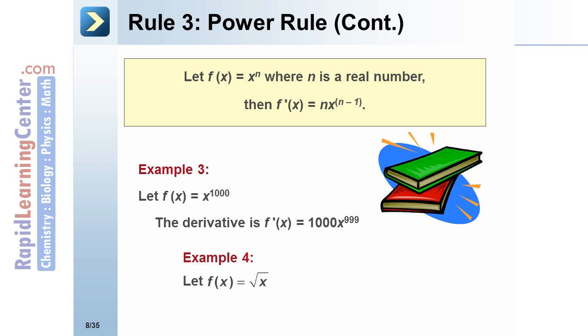Example 4. Let f of x equal the square root of x. We can write the square root of x as x to the 1/2 power. Applying the power rule gives us the derivative f prime of x equal to 1/2 times x to the -1/2 power. If we take that one more step, x to the -1/2 moves to the denominator of the fraction and becomes 1 divided by 2x to the 1/2 power.